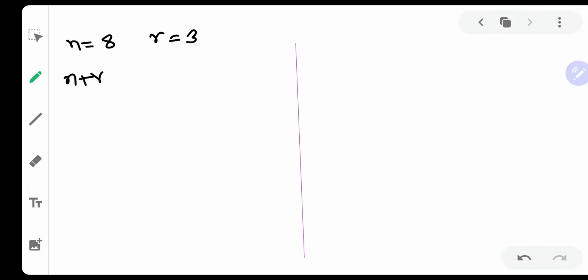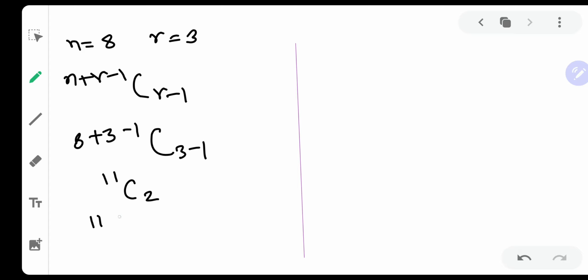So n plus r minus 1 c r minus 1. This will be 8 plus 3 minus 1 c 3 minus 1. So this will be 12 minus 1, 11 c 2. So it will be 11 into 10 upon 2 into 1, which is nothing but 55 ways. So there are a total of 55 ways in which I can distribute my property.